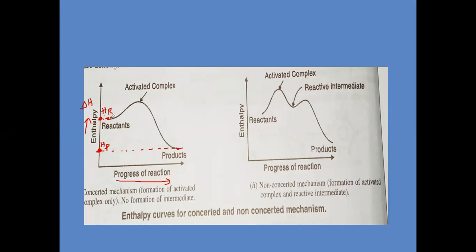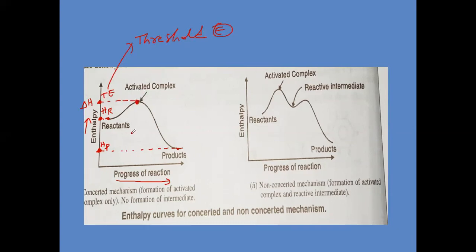Whenever reactants are converting into products, what is formed? Activated complex. This activated complex also has some energy. This is called threshold energy. Threshold energy is nothing but the energy possessed by the activated complex.